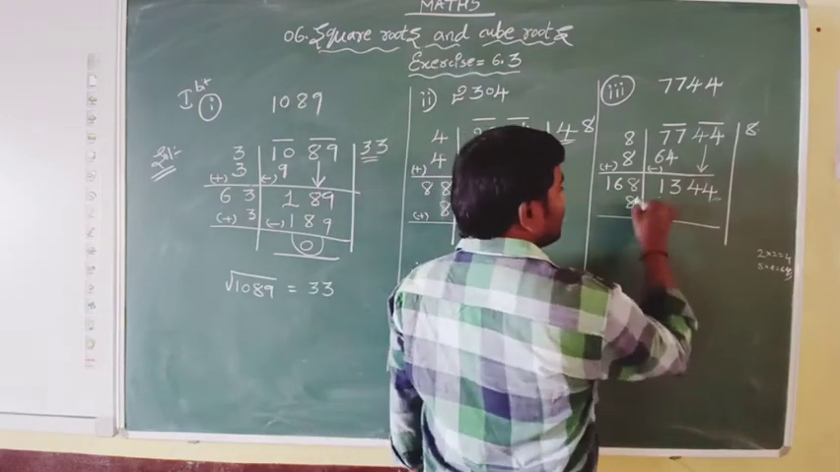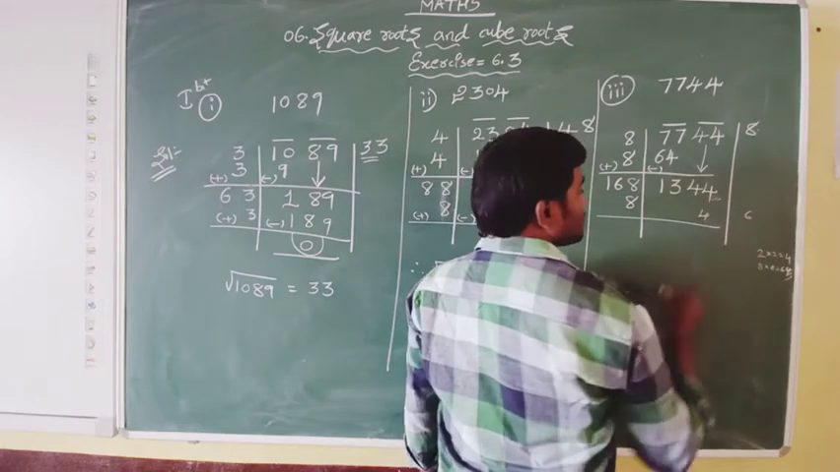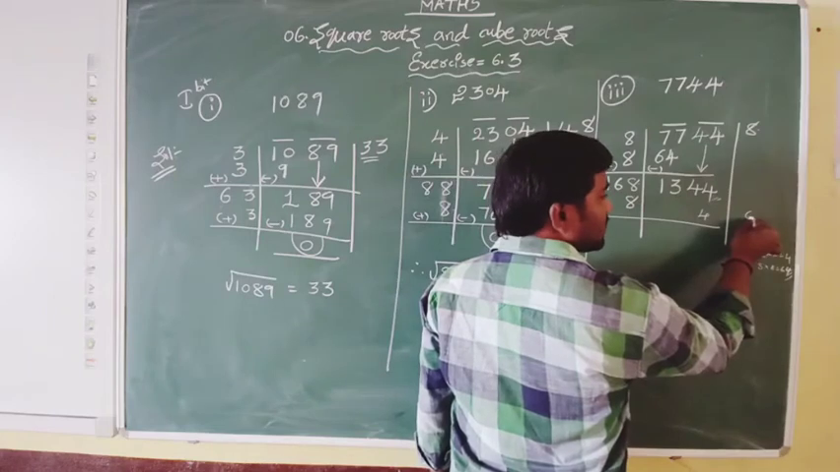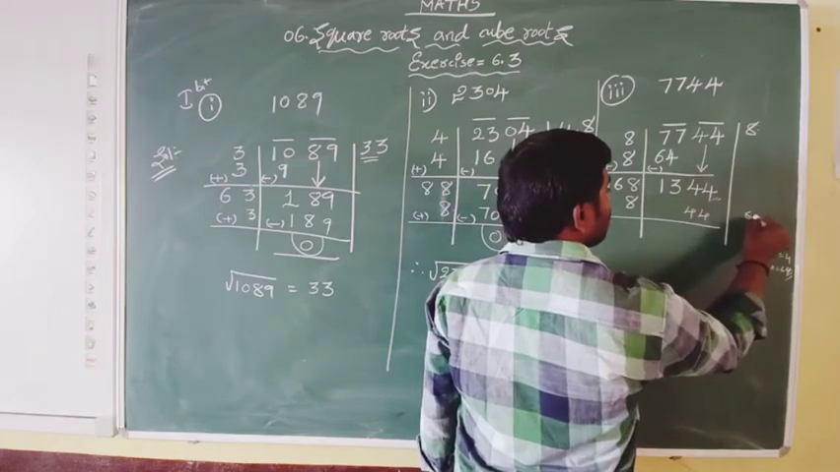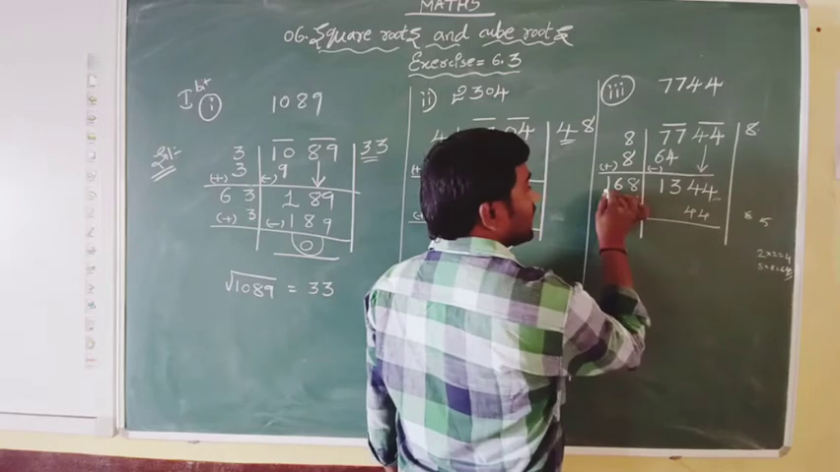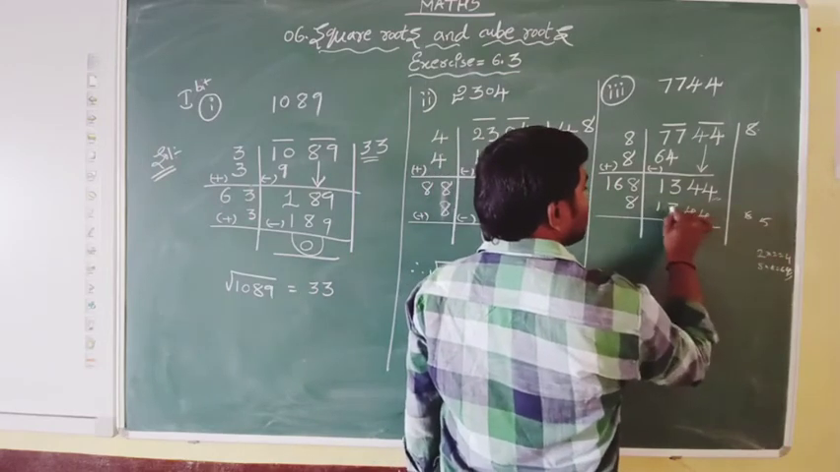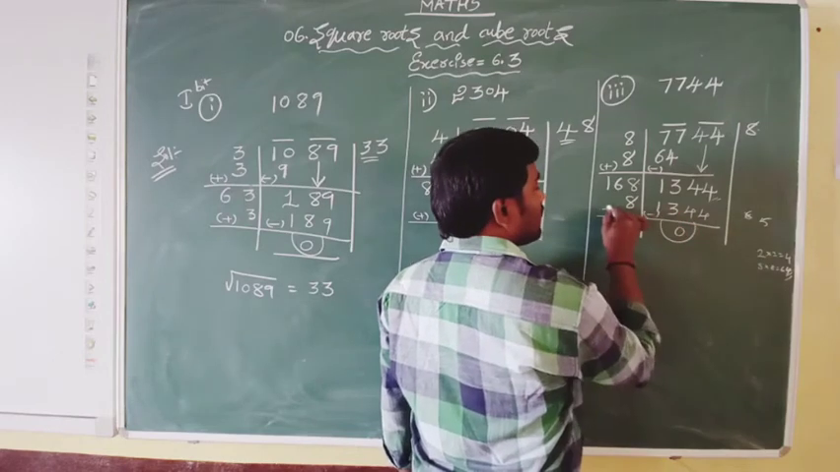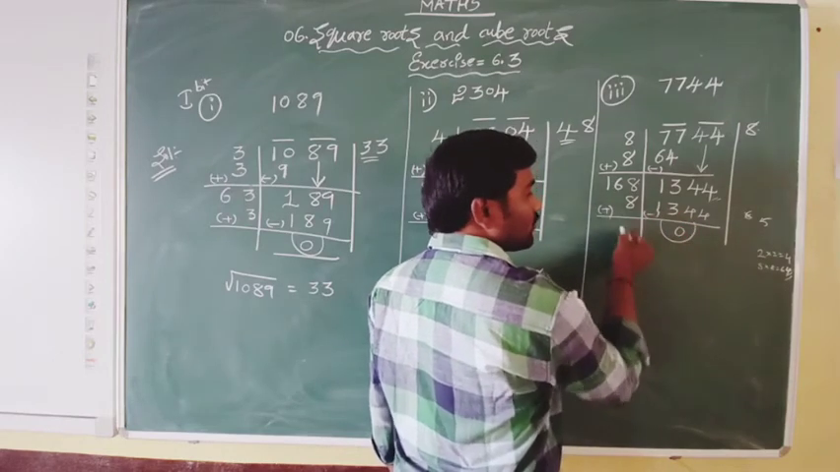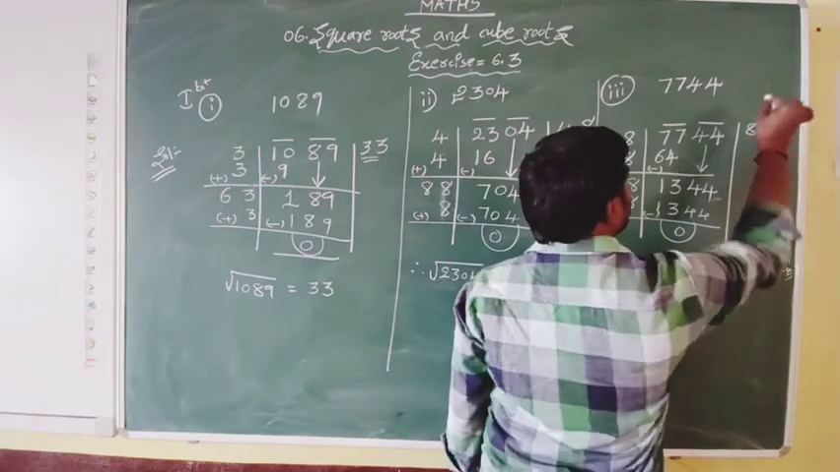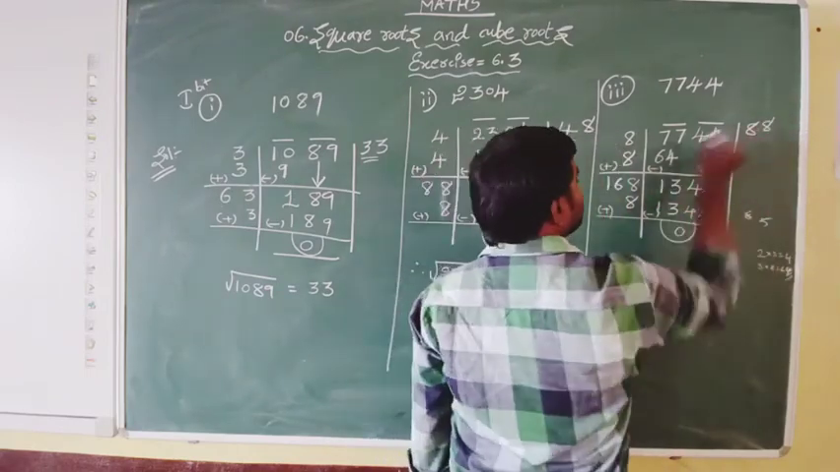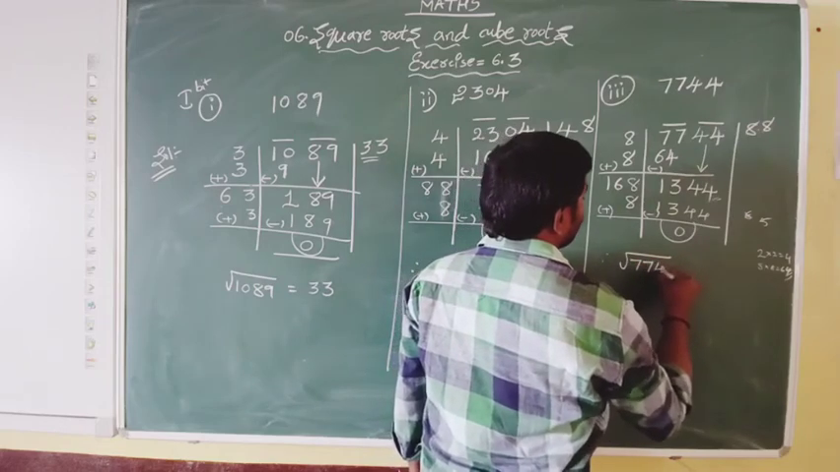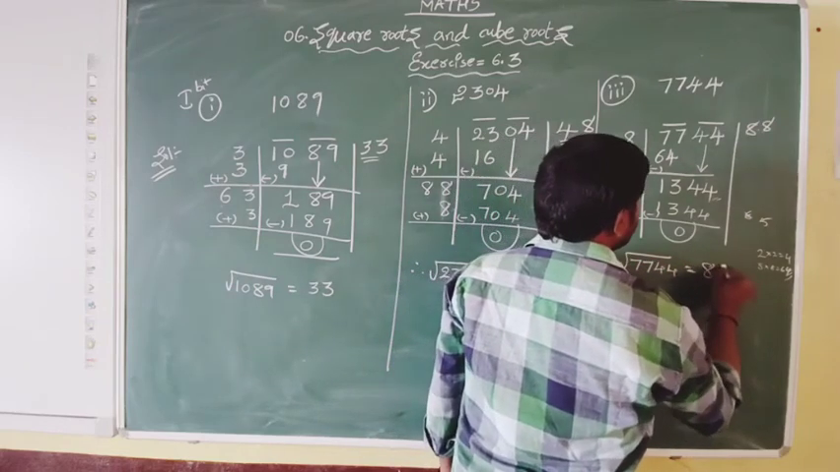Let me check. 8 8s are 64. 6 carry. 8 6s are 48. 48 plus 6 is 54. 5 carry. 8 1s are 8 plus 5 is 13. It is balanced. We got the same. Hence we get 0 here when you subtract. If the remainder is not 0, you can proceed again. So here we got 88. 8 here and 8 from here. Therefore the square root of 7744 is equal to 88.